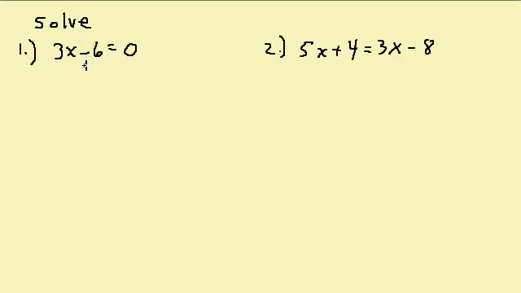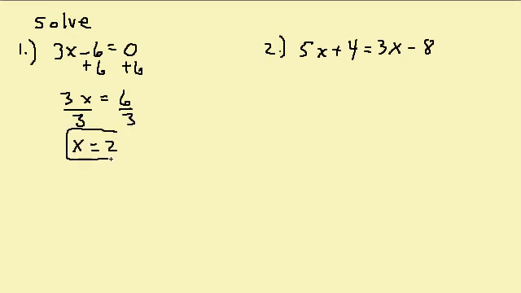So let's start out by adding 6 to both sides. So that gives us 3x equals 6. And then we need to get rid of the 3, so we're going to divide both sides by 3. So we get x equals 2. And there's our answer. Alright, let's look at this one, number 2.